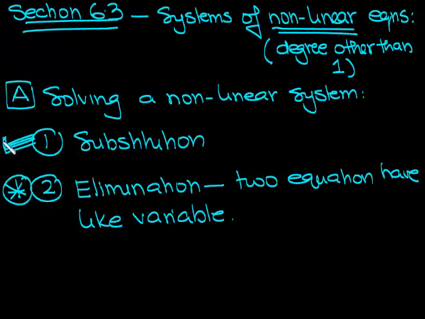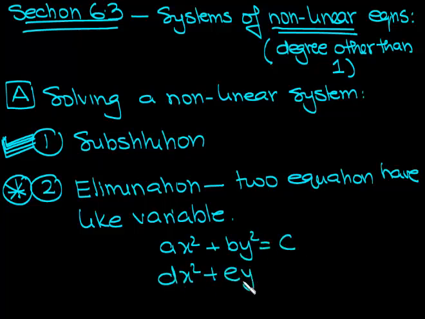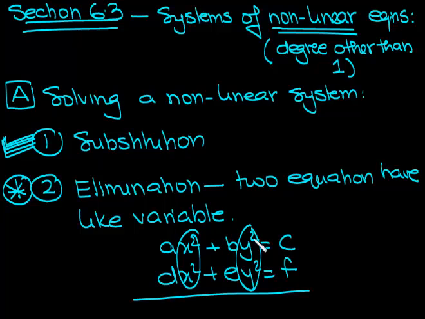So the majority of the time we'll use substitution. Just once in a while when the two equations have like variables, by that I mean you have ax squared plus by squared equals c, and dx squared plus ey squared equals f, where a, b, c, d, e, and f are numbers. So these are like variables. The two equations have x squareds and y squareds. In that case we can use elimination. But if they don't, then we always use substitution. And you can see this is nonlinear because the degree is 2.